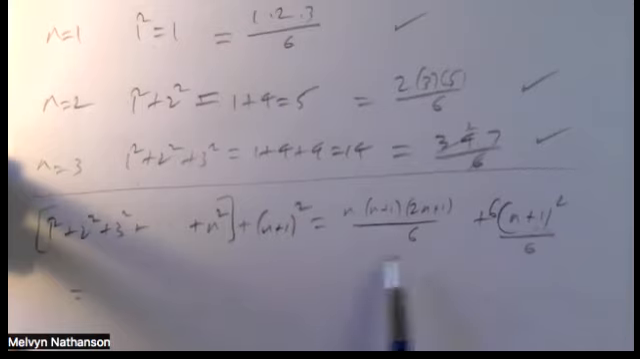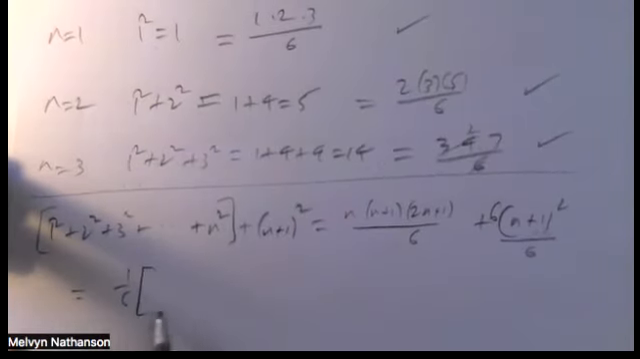What do we do next? Well, I have no idea, but you have to do something. So I don't know, what can you do? Well, I could put this over a common denominator of 6. And then I see I have an n plus 1 here, n plus 1 squared over here. So I can factor out an n plus 1. So this is the 1/6. I can factor out the 1/6.